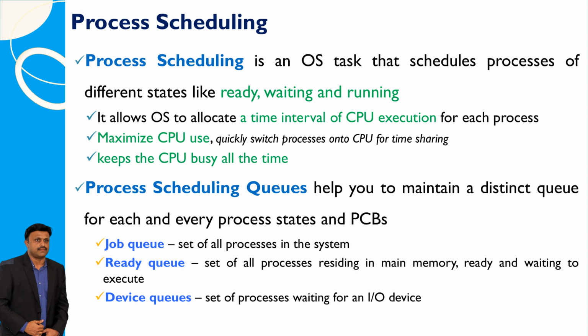Process scheduling queues play a pivotal role by organizing distinct queues for different process states and their corresponding process control blocks. These queues include the job queue, consisting of all processes in the system, the ready queue, housing processes in main memory ready and waiting to execute, and device queues, accommodating processes awaiting I/O device access.